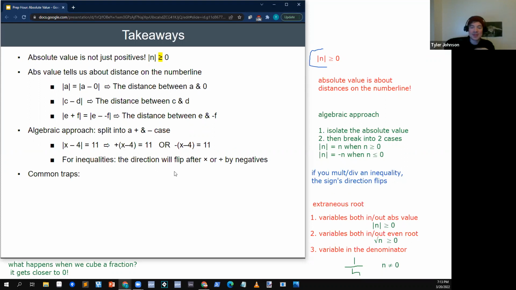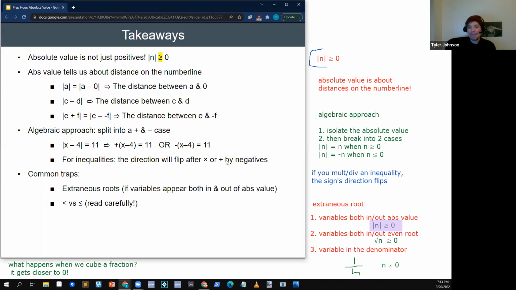And some common traps to be on the lookout for. Beware those extraneous roots. If you have variables both inside and outside the absolute value, you have to make sure you respect the definition. An absolute value can never be negative. So plug those answers back in, make sure you haven't violated that rule. We saw that subtle trap a couple problems ago where it's less than versus less than or equal to. Very frustrating, but fair game on the GRE. Make sure you understand the difference and read very carefully if both of those are being used in a problem.